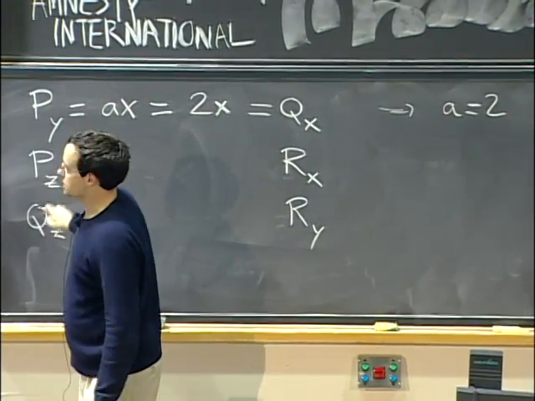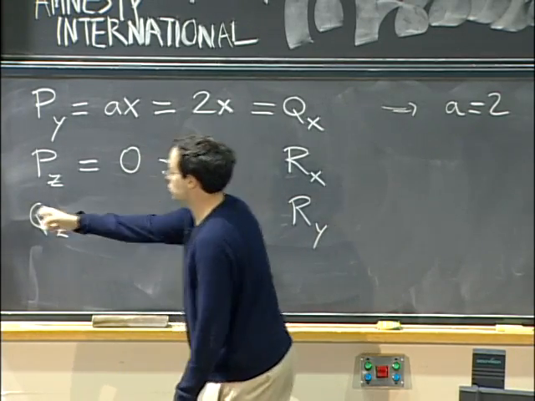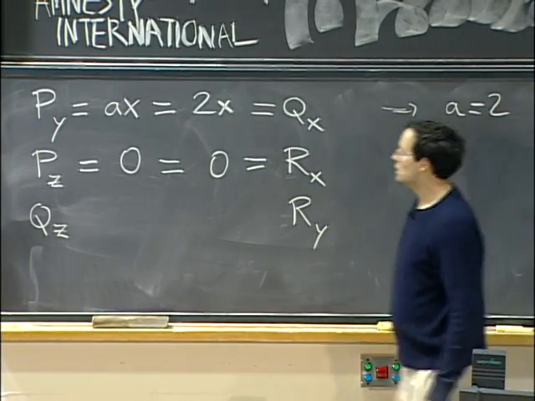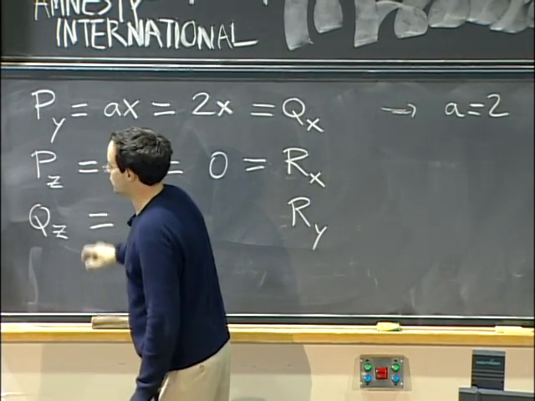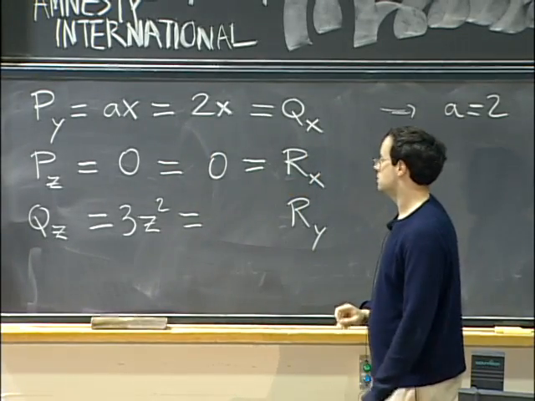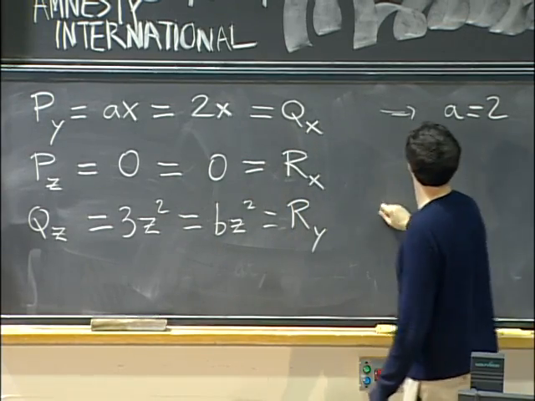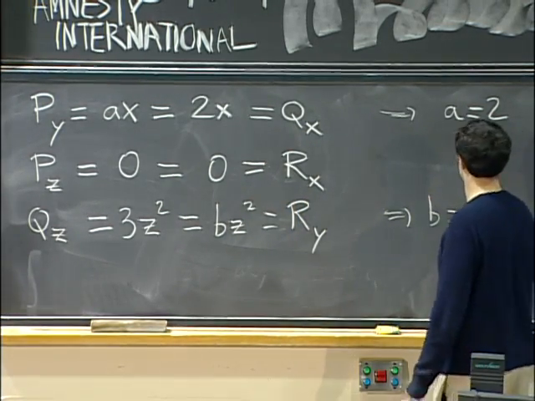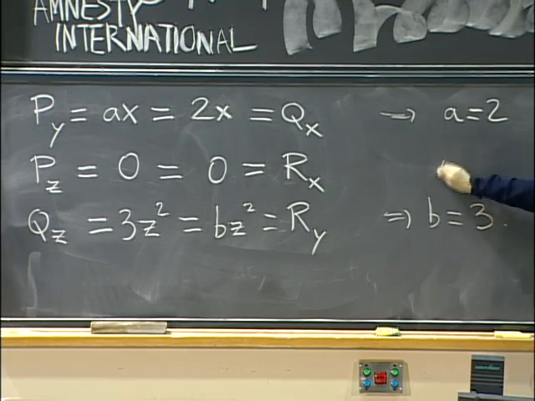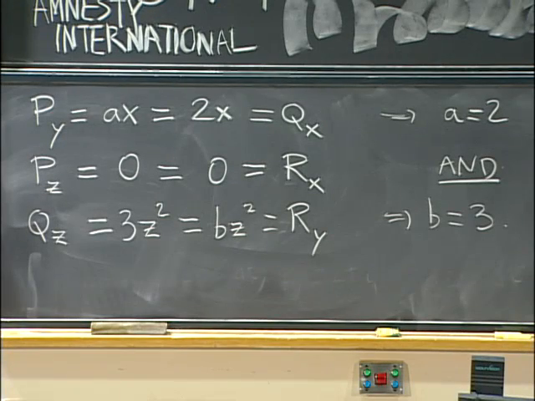Okay, let's look at P sub z, that's just 0. R sub x, well, R doesn't have any x either, so that's 0, so this one isn't a problem. Q sub z seems to be 3z squared. R sub y seems to be bz squared. So b should be equal to 3. So we need to have a equals 2 and, this is an and, not an or, b equals 3 for this to be exact.